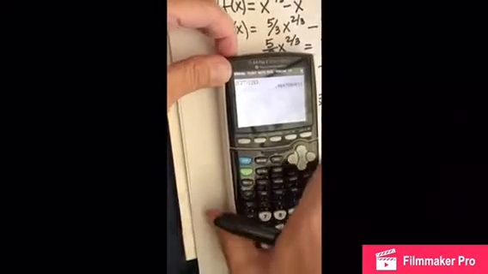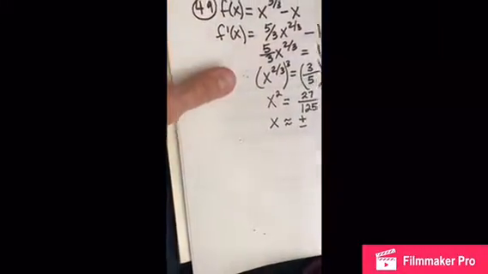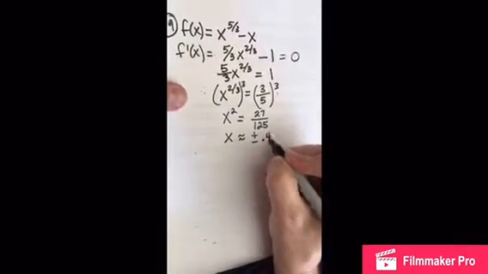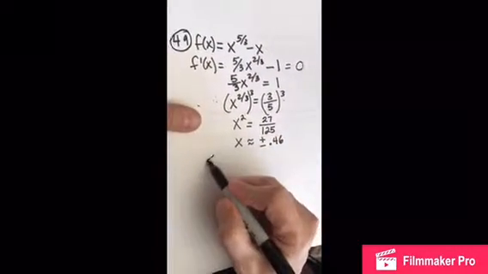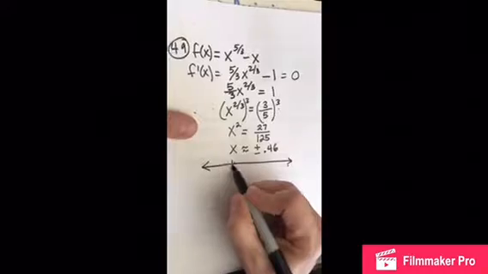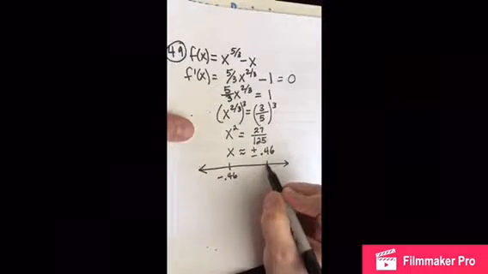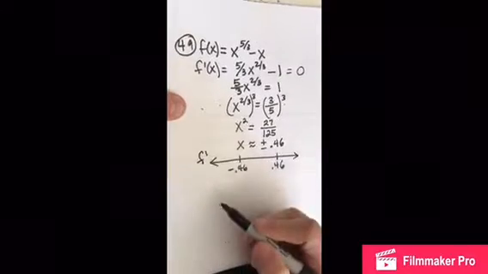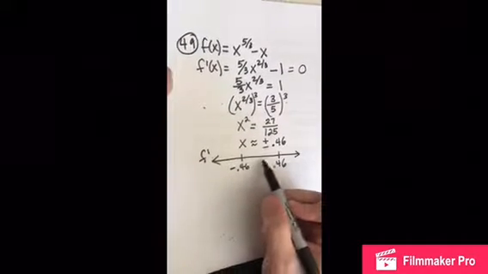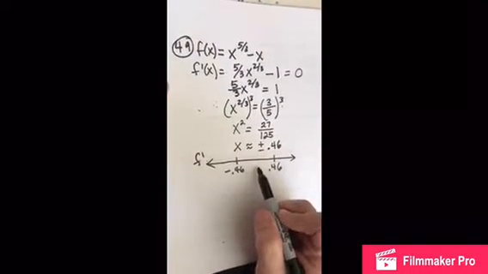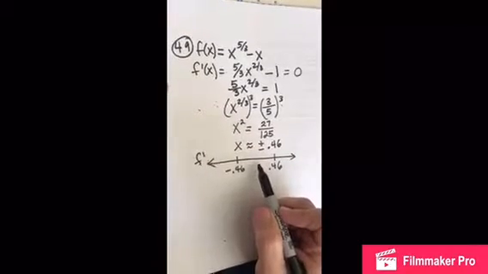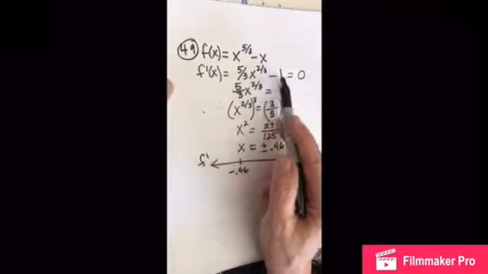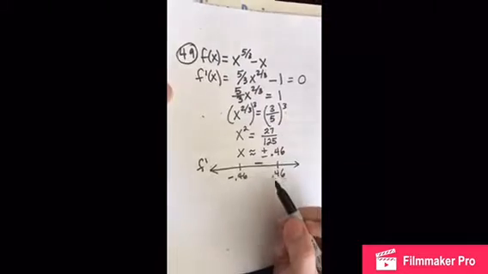That's approximately 0.46, so plus or minus 0.46. We can put that on the number line as our critical numbers, negative 0.46 and 0.46. We've got our first derivative. The easiest one to test, of course, is what's in between, which is 0. And here's our derivative, so 0 would give us negative values.